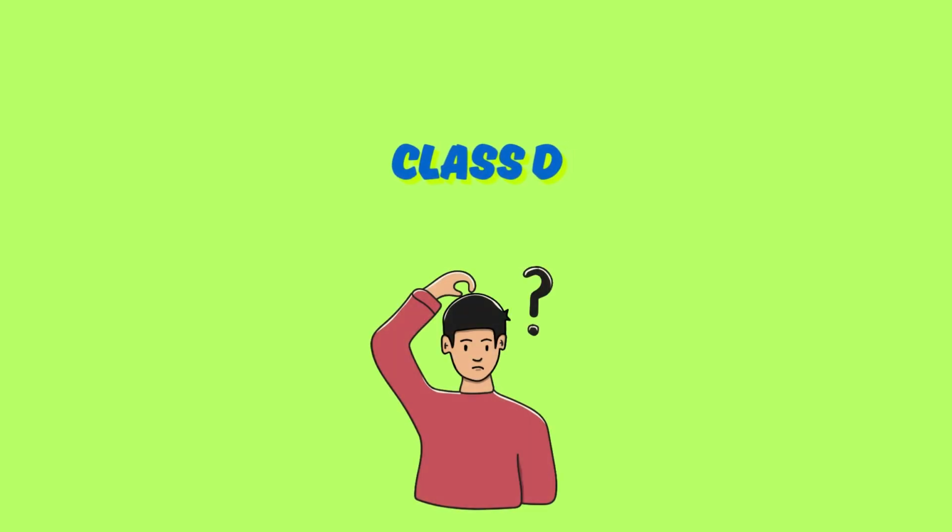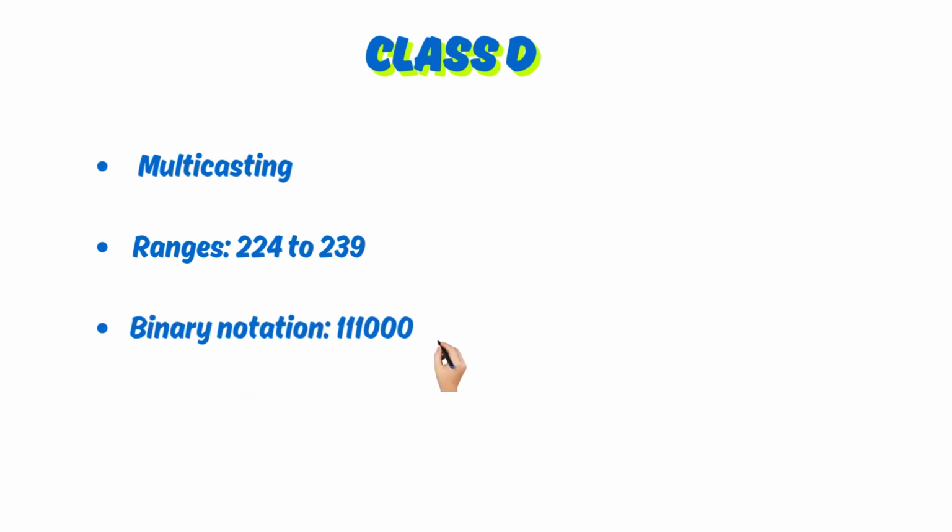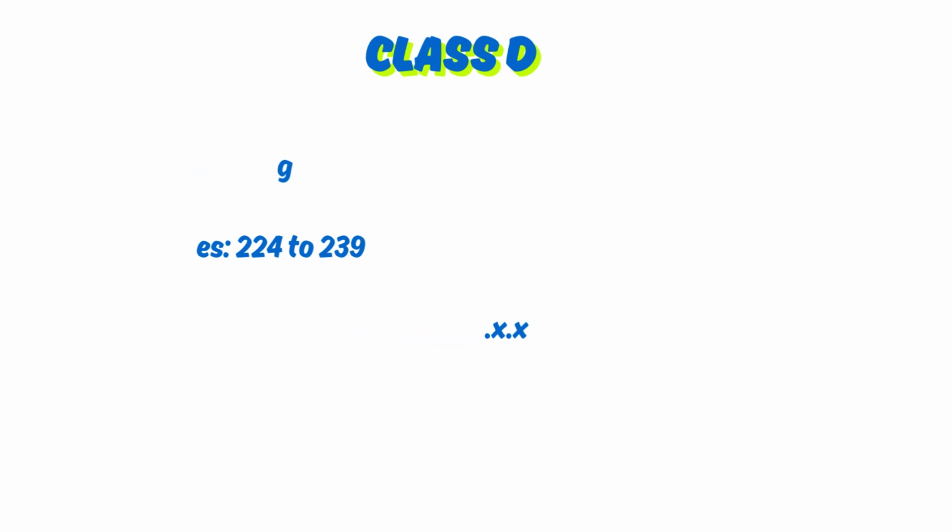After understanding class C, let's go on to discuss class D of IP addresses. This class is reserved for multicasting. A multicast address is used to send a single data stream to a select group of multiple recipients simultaneously. This class ranges from 224 to 239. The IP address of class D in binary notation can be written in this way. One of the most important things to remember about class D is that it is never assigned to individual devices.